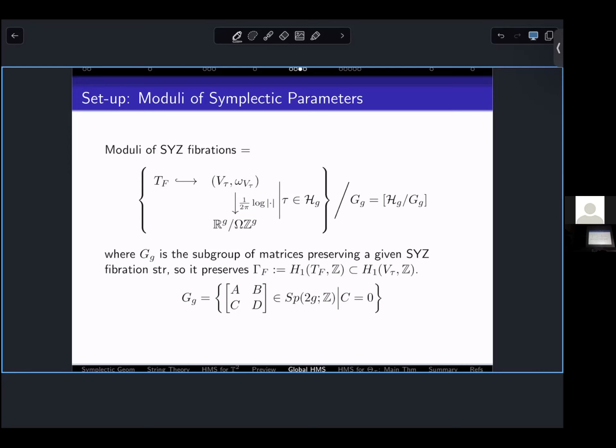Siegel upper half space. And we quotient by the subgroup of matrices that preserve this fiber and base splitting. So this C is 0, they preserve that fiber and base. The fiber is the H1 of TF. This is actually what you use to get the mirror, because you want the space of flat connections, so you want the holonomy around each of these loops. So you want this to be preserved. So this is going to characterize the moduli of symplectic structures on the mirror side.